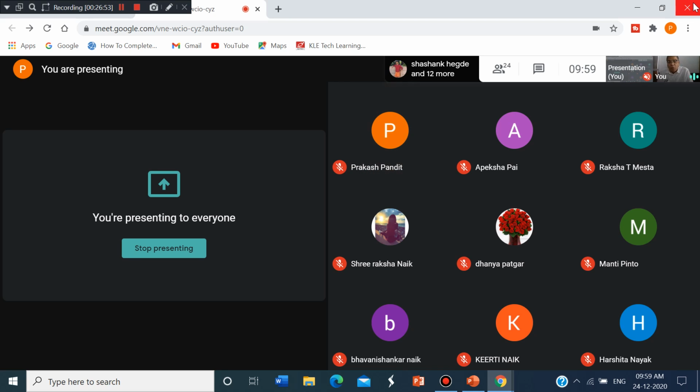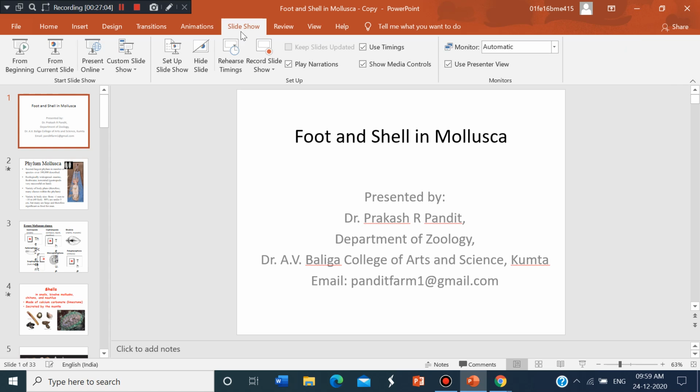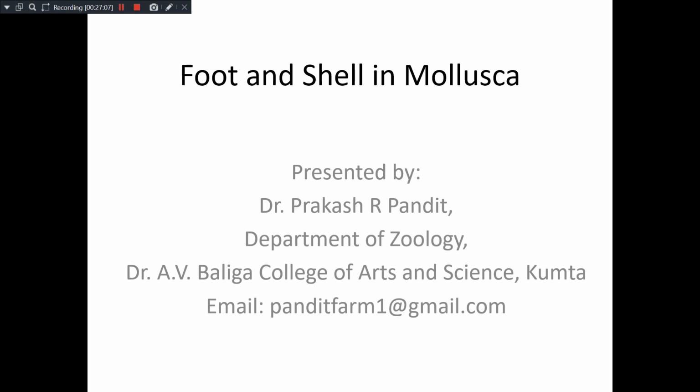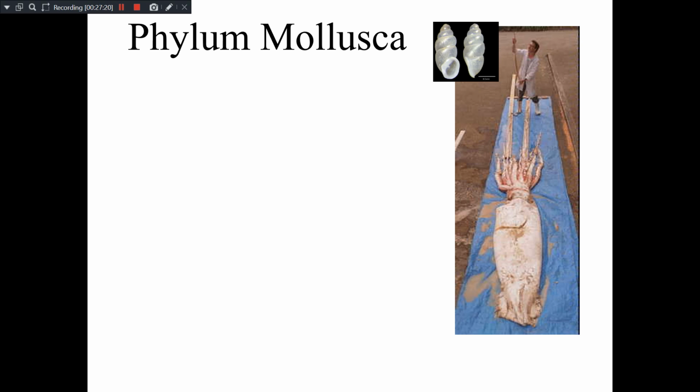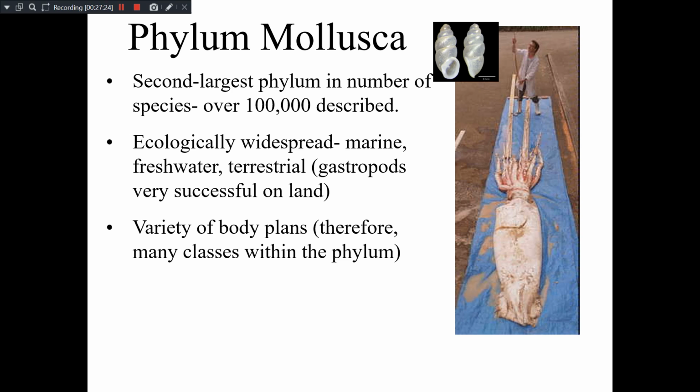Now, without wasting time, I will move to the next topic in Mollusca. There is one more small general topic, which speaks about the foot and shell in Mollusca, because you have seen a lot of shells and a lot of changes in the foot. That is why they have mentioned it clearly. About this, I will also give you typed notes which will be circulated within a couple of days.